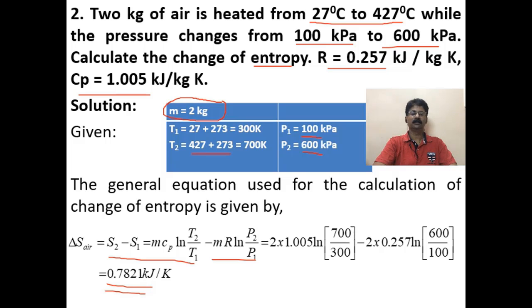So that is why here the two temperatures are given and two pressures are given, and R is given as well as Cp along with the mass. If these quantities are given, you can directly use this formula to calculate the change of entropy.